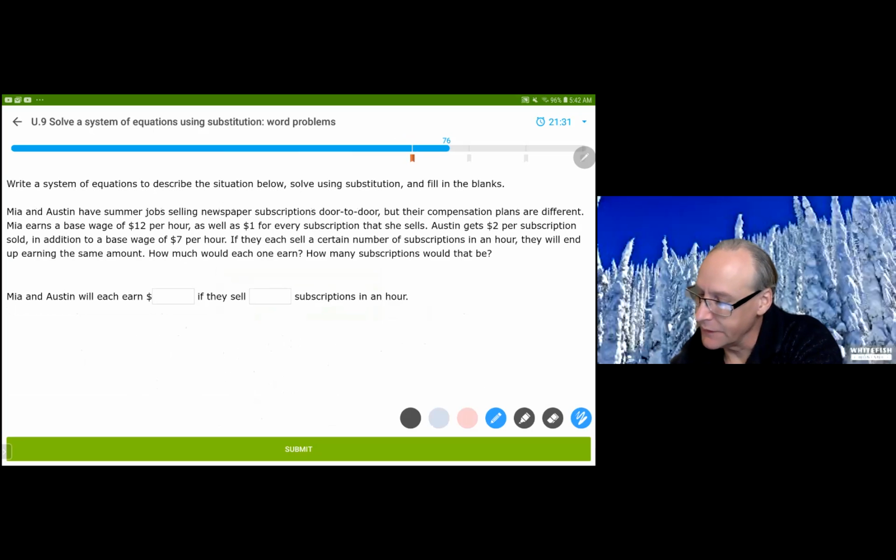All right, we're talking about wages as well as $1 per every subscription they sell. So Mia earns $12 per hour plus $1 for each subscription she sells. Hang on just a second. Let's get rid of that for a second. Let's make sure I read the question. If they each sell a certain number of subscriptions in an hour, they will end up earning the same amount. How much would each one earn? Okay, so the question is how many subscriptions would that be?